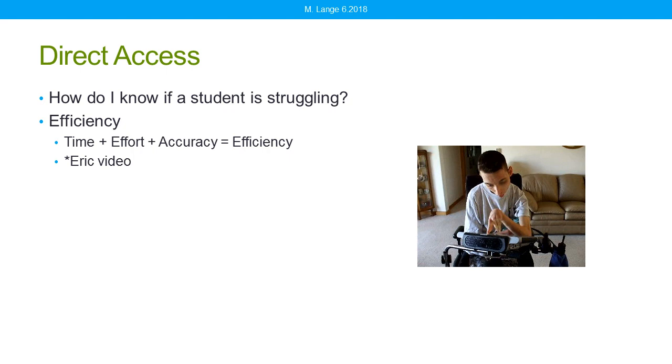So how do we know if a student is having a hard time with direct access? Well, primarily by efficiency. When it comes to directly accessing a speech-generating device, efficiency is a combination of time, how long does it take me to make my selections, effort, how hard is it for me to put together those selections, and accuracy. Because if I keep hitting the wrong selection and have to go back and correct myself, that's also inefficient. So we have this combination of time, effort, and accuracy.